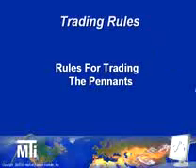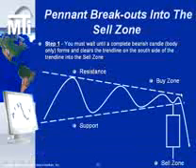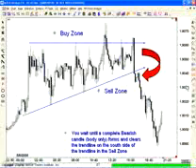Okay, here's your trading rules for trading the pennants. Just like the rules for the buy and sell zones. Once you establish a pennant, wait until you get a complete candle, body only, on the south side of the pennant or the north side of the pennant. If you have a pennant, wait till you get a complete bearish candle on the south side.